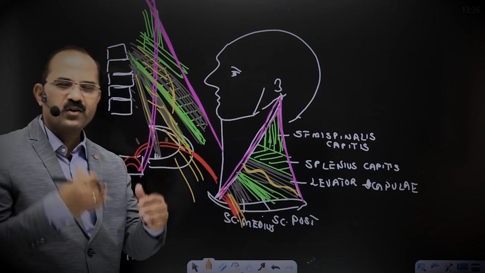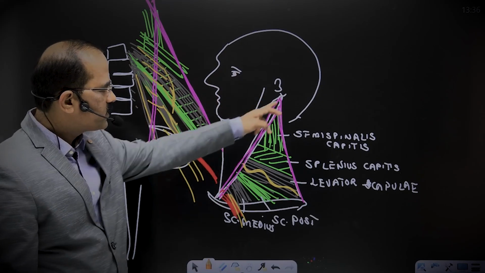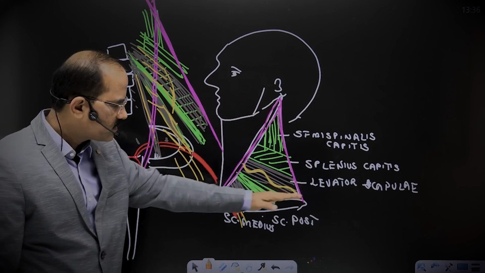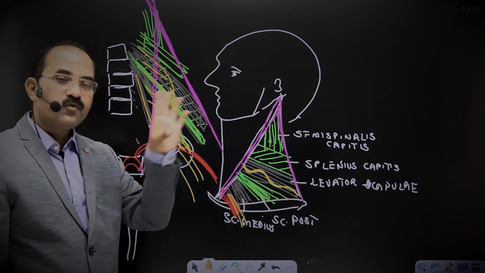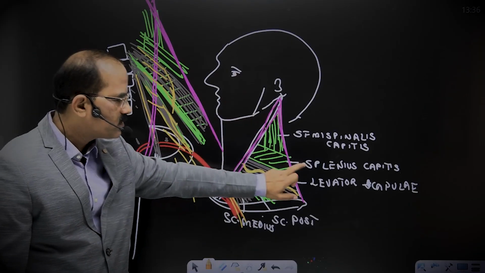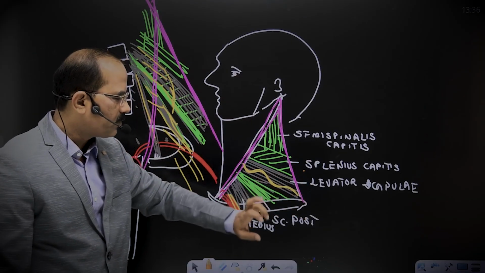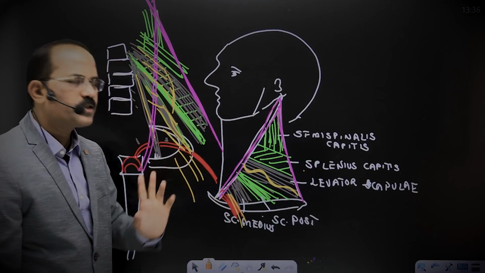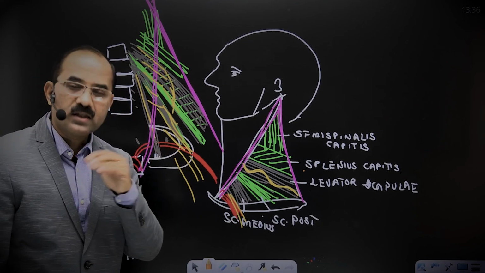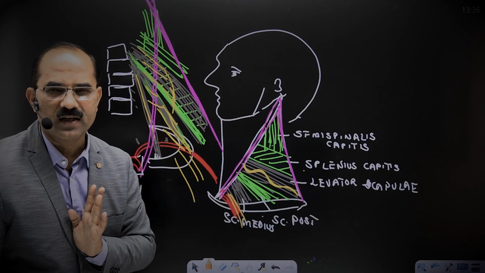Let me once again recapitulate. The boundaries of the posterior triangle: anteriorly is the sternocleidomastoid, posteriorly is the trapezius, and the base is formed by the clavicle. The floor of the posterior triangle from above downwards: semispinalis capitis, splenius capitis, levator scapulae, scalenus posterior, scalenus medius. Scalenus anterior is not included in the floor of the posterior triangle.